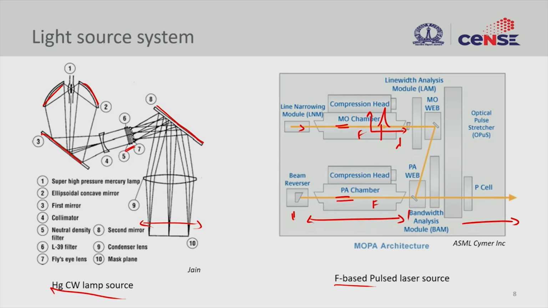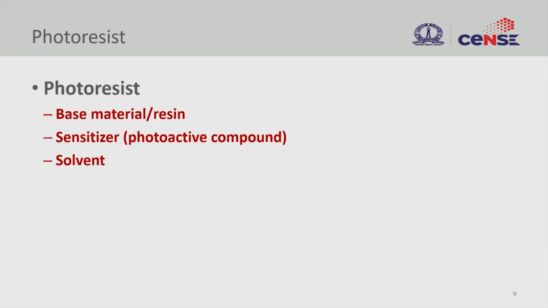If you increase the temperature of this master oscillator, there will be oscillations in your wavelength. You don't want that to happen, and that is the reason why your master oscillator is operated at low power, while your power amplifier is operated at high energies in order to use it for illumination. So that is about our light source.